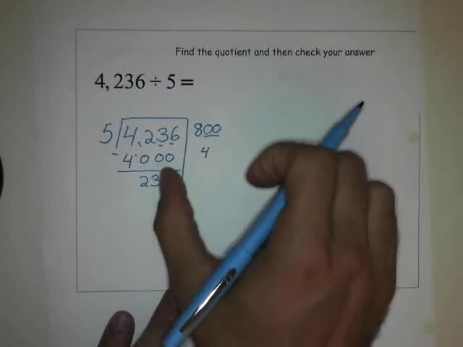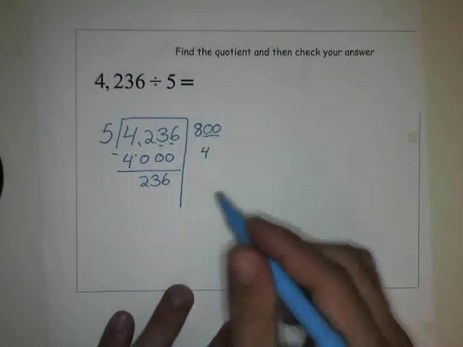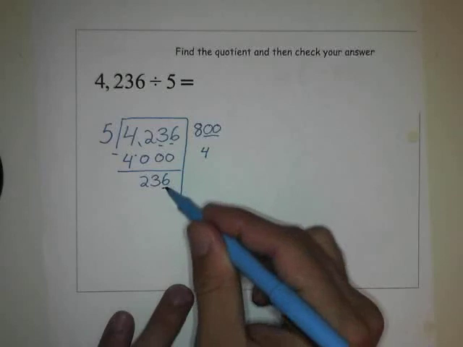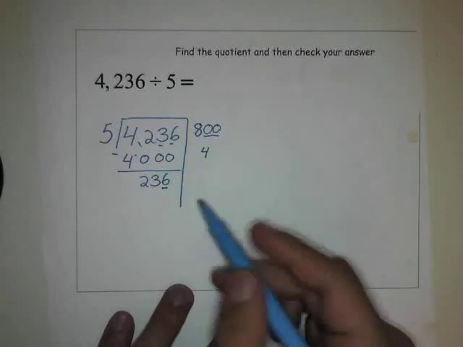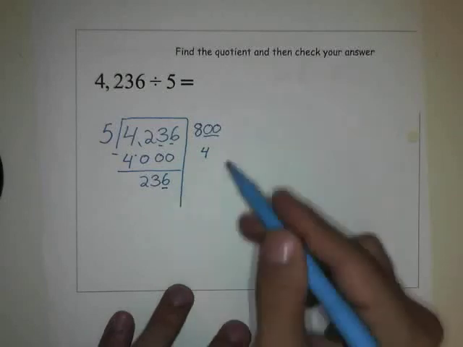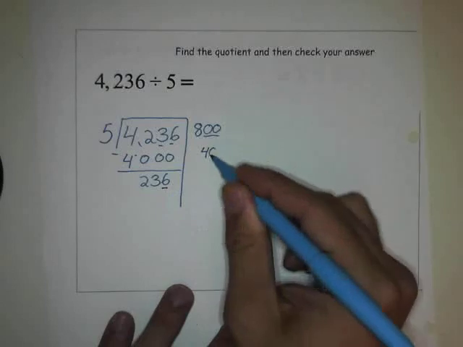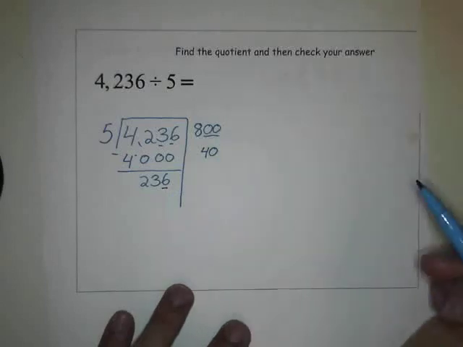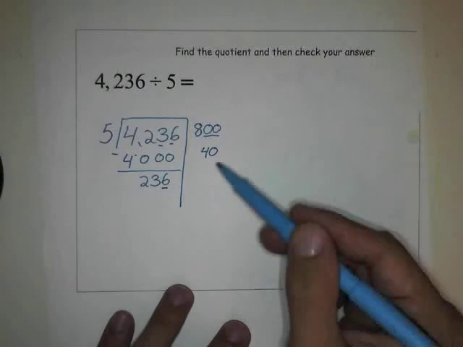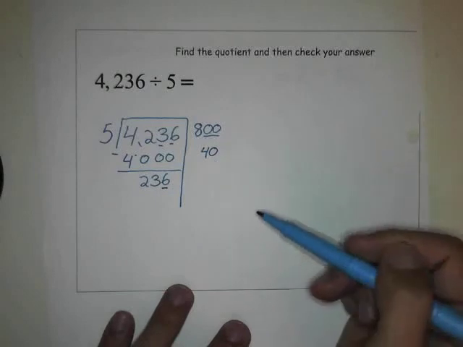However, just like previously, I'm not just taking groups away from 23, I'm taking away from 236, which has an extra place value here. Now to make up for this place value, I got to put a 0 at the end of my 4 and make it 40. So again, I'm not just taking 4 groups of 5 away, I'm taking 40 groups of 5 away.